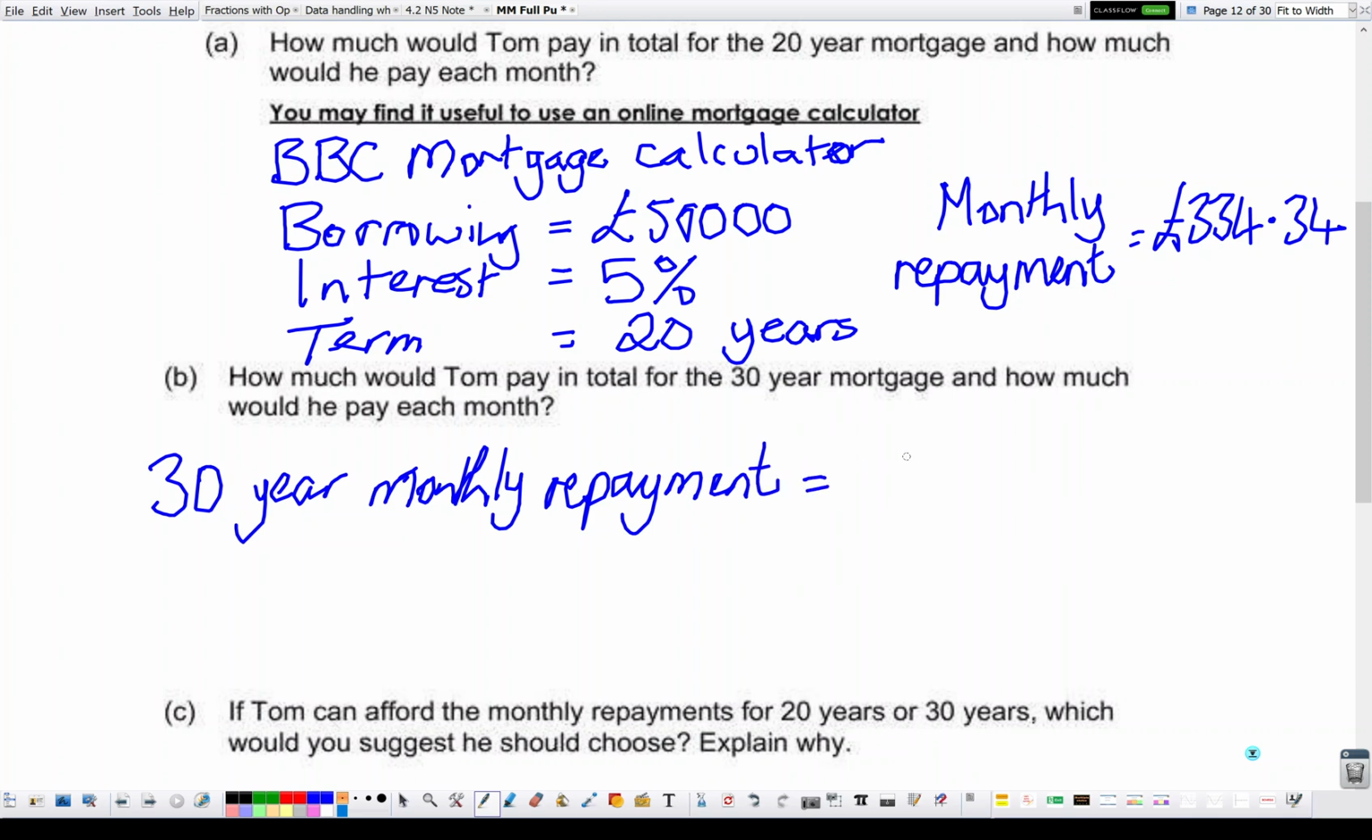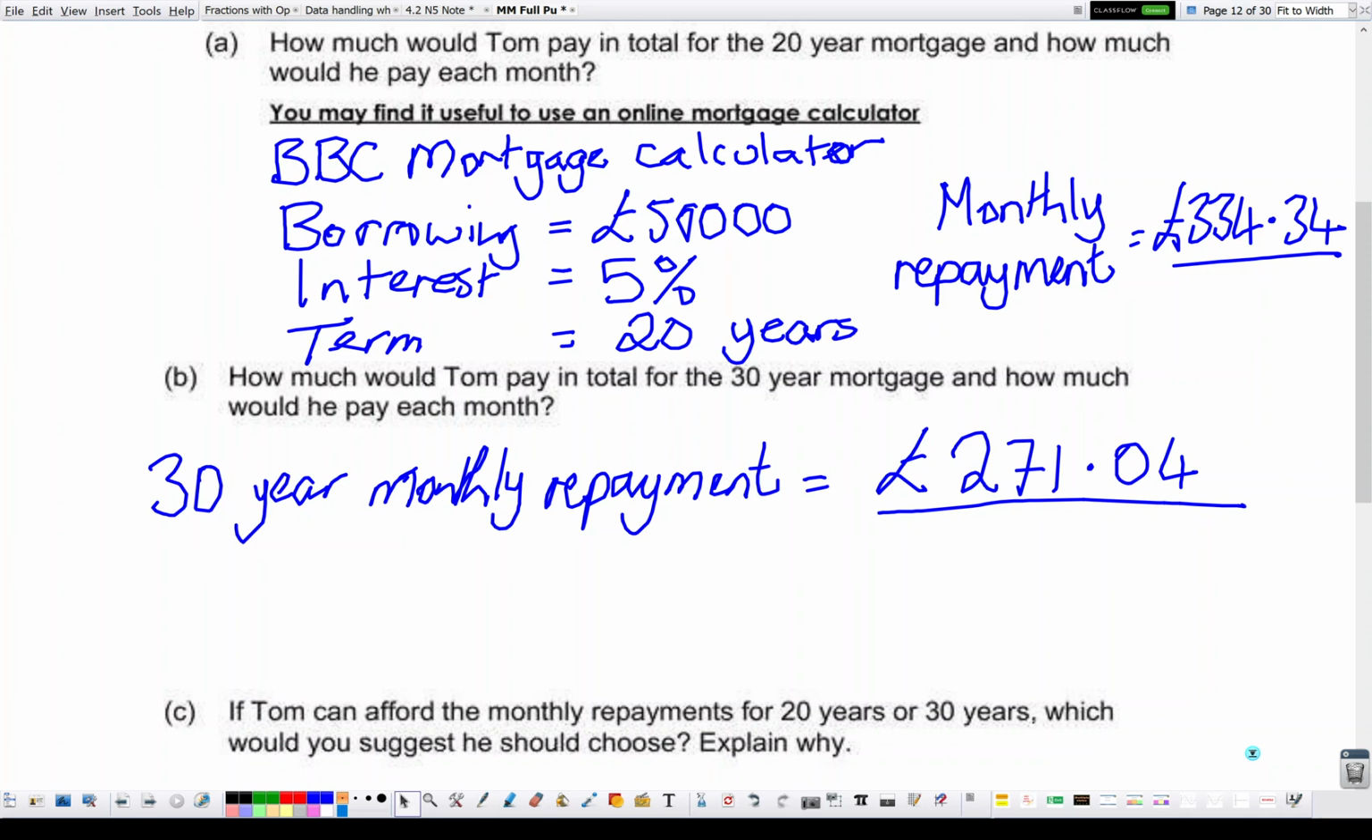Right, yeah, a lot of you are telling me that. Aye, so you're getting £271 and 4 pence. That's how much you'd have to pay back per month for doing it over 30 years. So for 20 years, £334.34. For 30 years, £271 and 4 pence. So why are we doing this, basically?